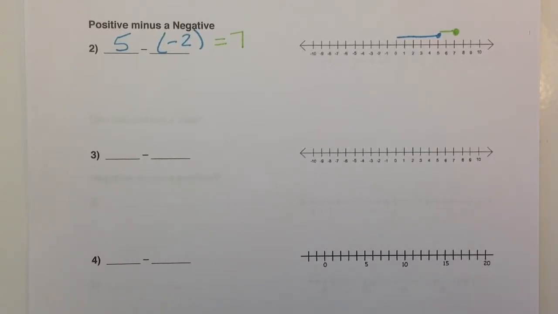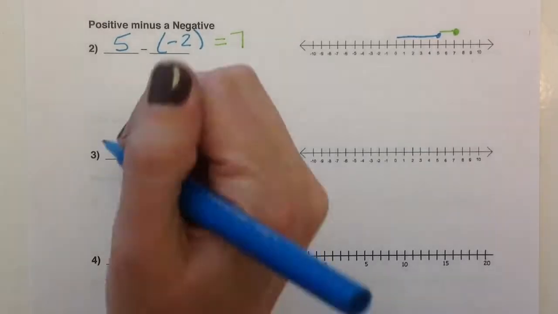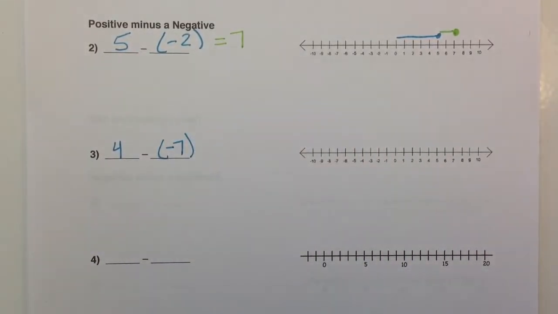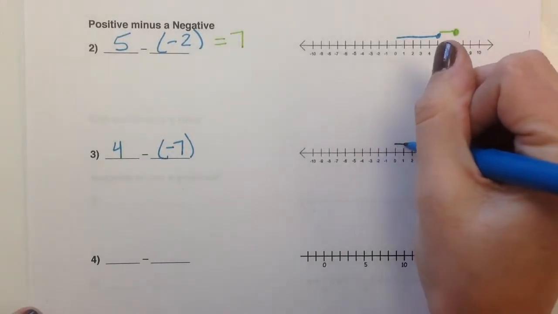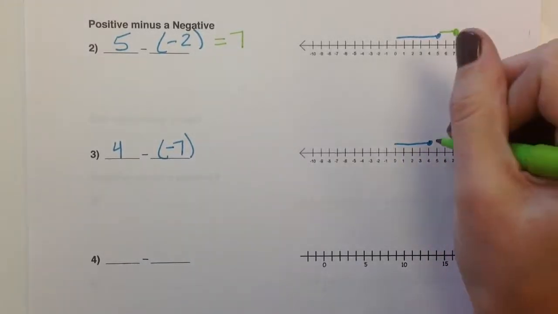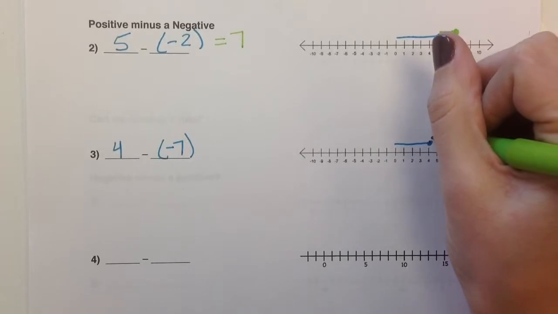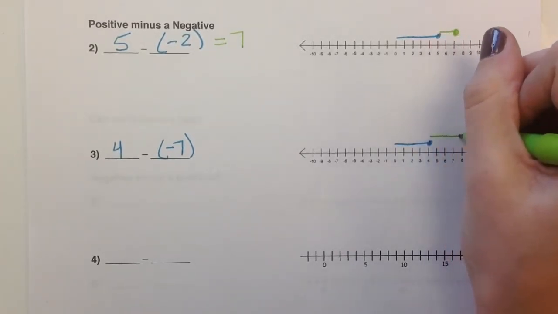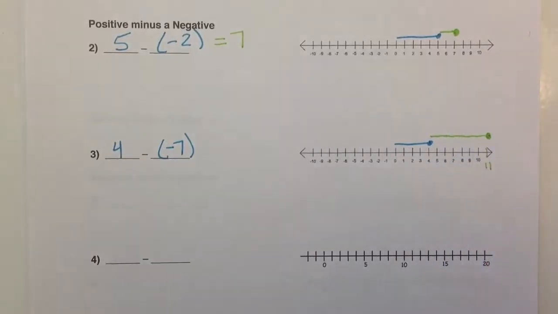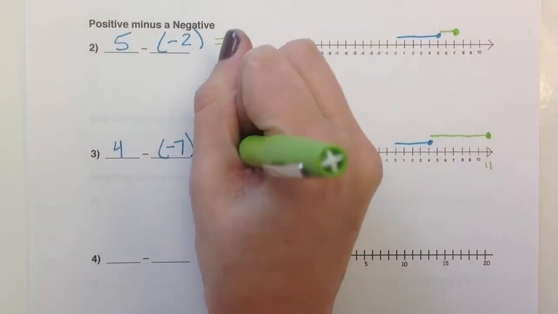So number 3, 4 minus negative 7. So we're going to start at positive 4 and we are subtracting a negative. So when you subtract a positive, we go to the left. We're subtracting a negative, which is in the opposite direction. We go to the right. So 1, 2, 3, 4, 5, 6, 7. There's not really space for it, but it lands at positive 11.